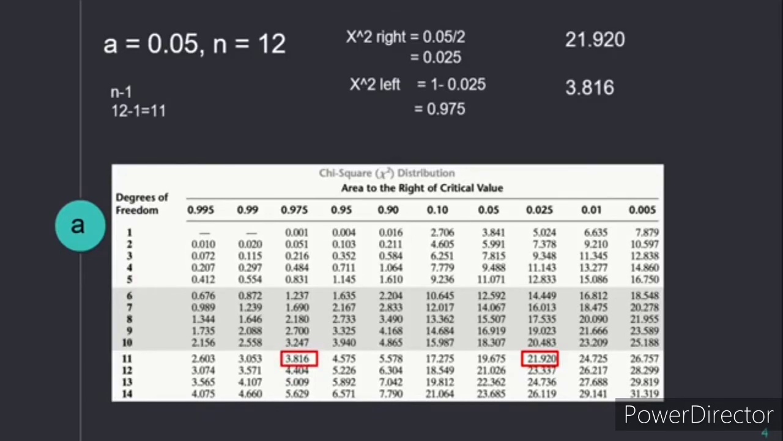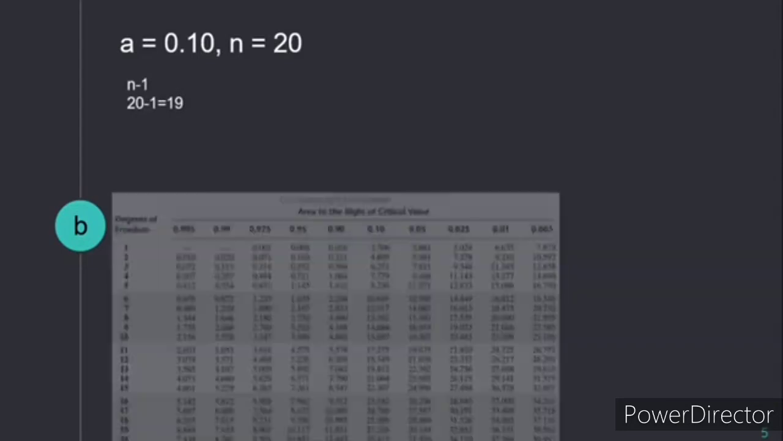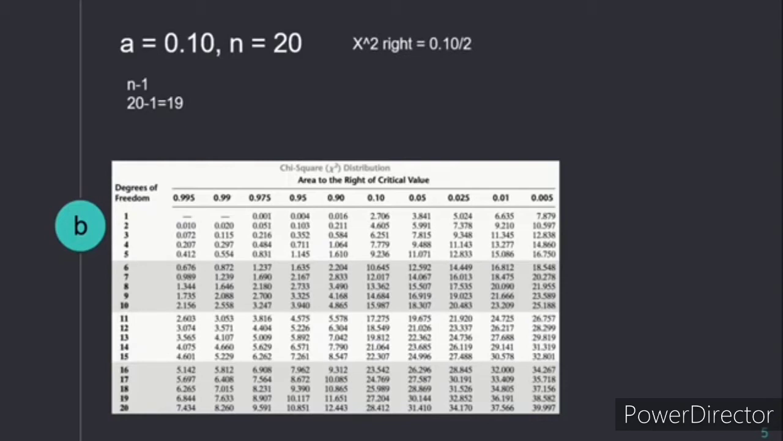So, let's move on to letter B. Alpha is equal to 0.10 where n is equal to 20. So, n minus 1 or 20 minus 1 is equal to 19. So, for the chi-square right, 0.10 divided by 2 is equal to 0.05, and chi-square left, 1 minus 0.05, which is equal to 0.95. So, our degrees of freedom is 19.